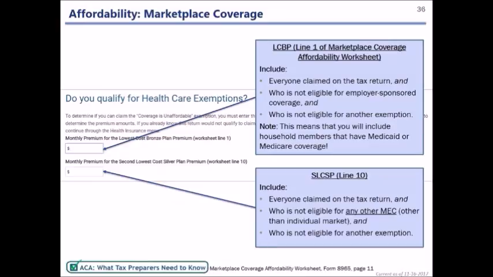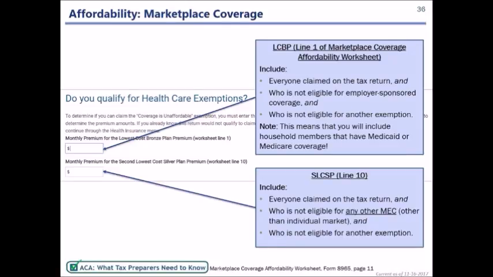Okay, so more on lowest cost bronze plan and second lowest cost silver plan. What are these things? And what do we mean when we say worksheet line 1? What worksheet? Where? When we talk about line 1, it's line 1 of the Marketplace Coverage Affordability Worksheet. And that in the 2017 instructions for the 8965, it's page 11.